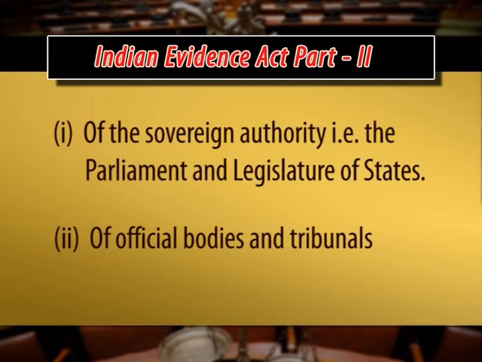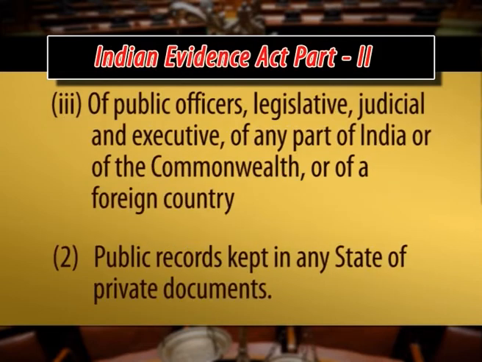Firstly, of the sovereign authority, that is the parliament and legislature of states. Second, of official bodies and tribunals. And third, of public officers, legislative, judicial and executive, of any part of India or of the Commonwealth or of a foreign country. Second, public records kept in any state of private documents.